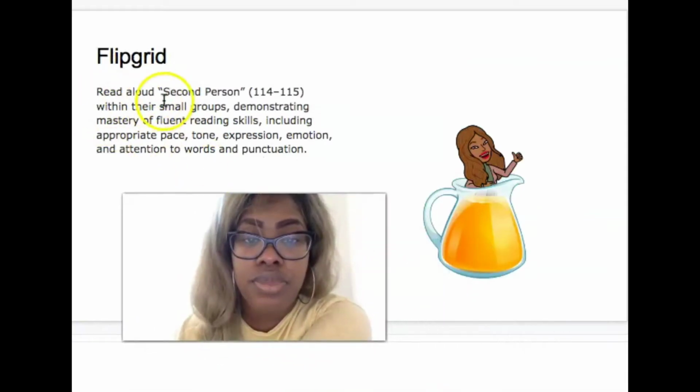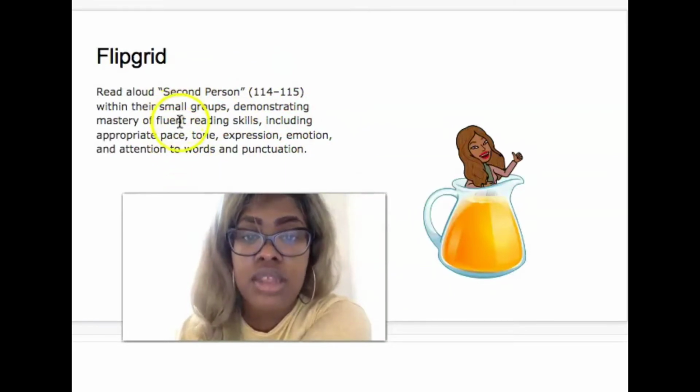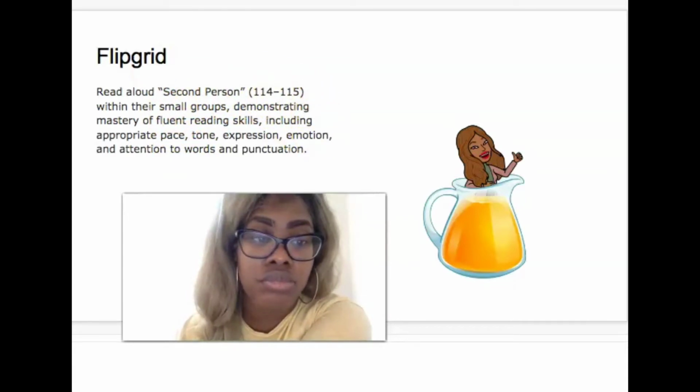In the Flipgrid, there's going to be a link inside of Schoology. I want you guys to read Second Person on pages 114 and 115 aloud. I want you to be able to demonstrate fluency of reading skills, reading it appropriately with pace, tone, expression and emotion, and paying attention to the words and punctuation. Guys, this is just reading out loud. You don't have to show your face, and others will not see it. This is Second Person on page 114 through 115.